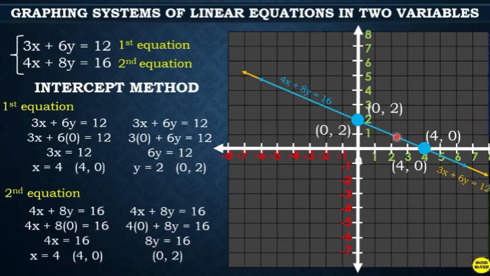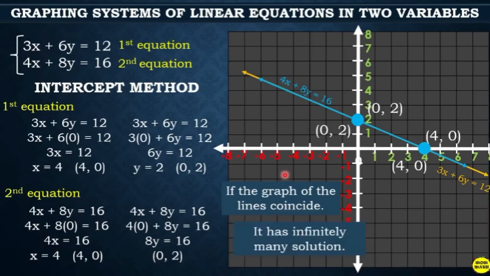So, therefore, if the graph of the lines coincide, pag sinabing coincide, same line, okay, parehong-pareho yung graph nila, then the solutions is what? Okay, it has infinitely many solutions. Okay, so kapag nakita po natin na ang graph natin ay nag-coincide o same line po sila, then we can say that it has infinitely many solutions. Bakit? Kasi same line po sila, lahat yan ay intersection, lahat ng dinaanan ng dalawang lines na yan.